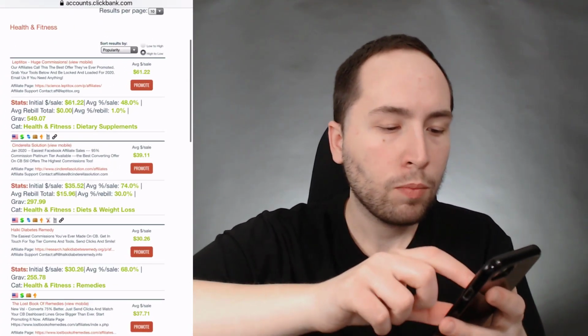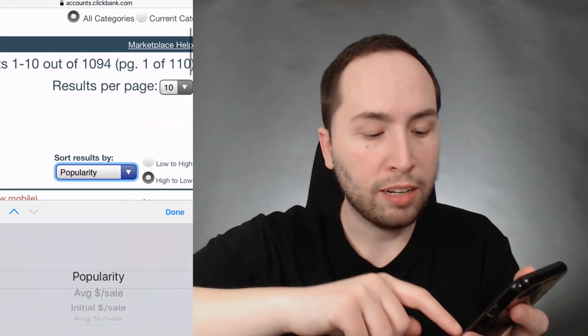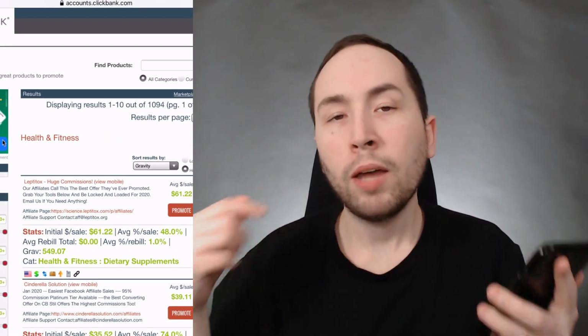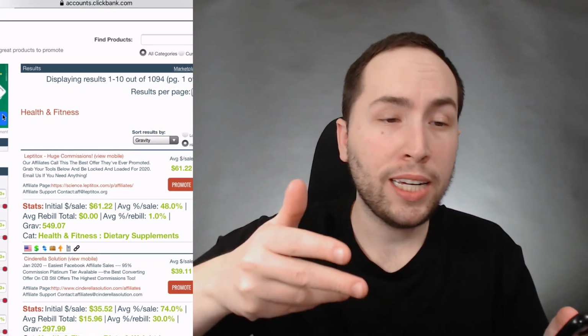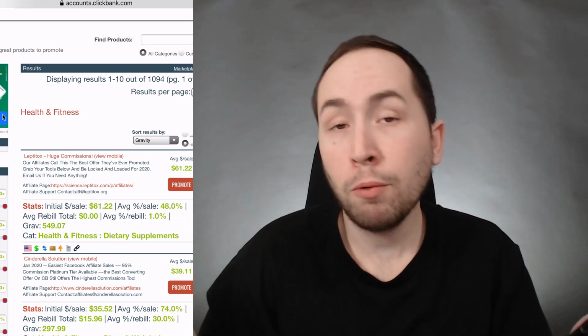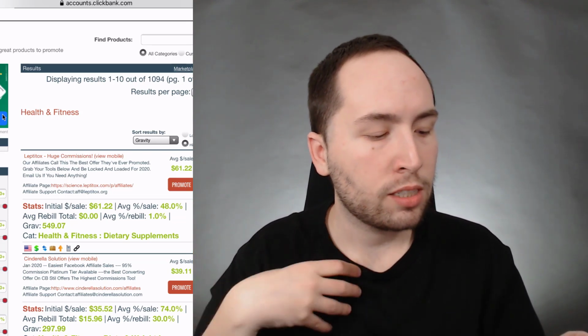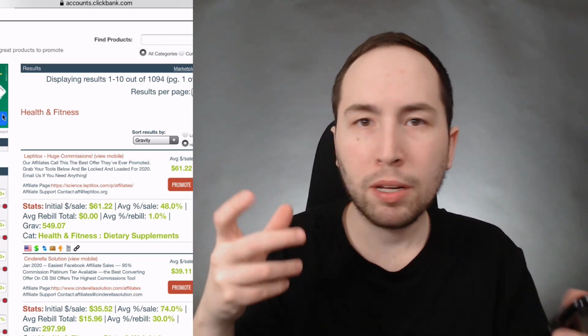Right here, you can see the top product for popularity, and for gravity if we search it by gravity as well, is what's called Lepitox. What gravity means is it's the most people having success promoting it currently. So I would honestly just test out doing that. I know a little bit about the product already. It's a weight loss, like diet pill type deal.